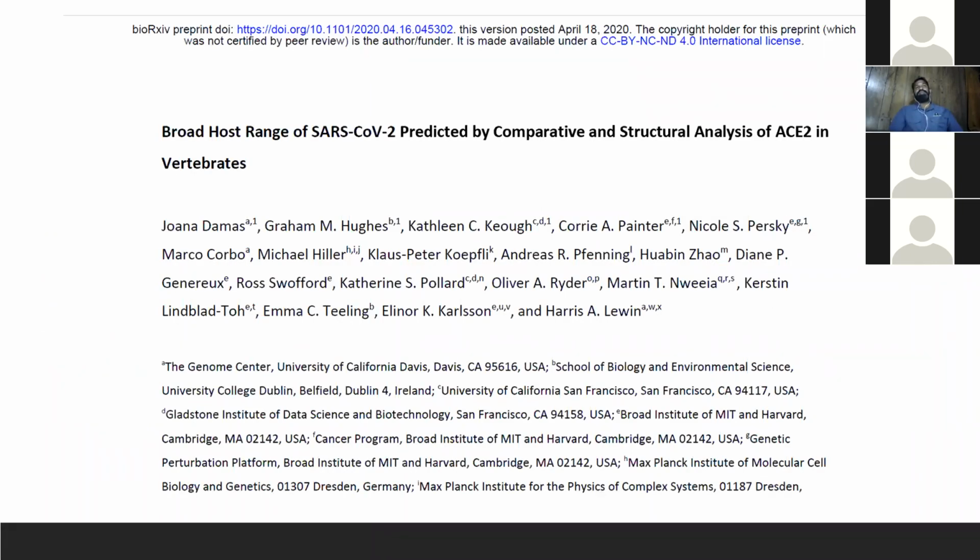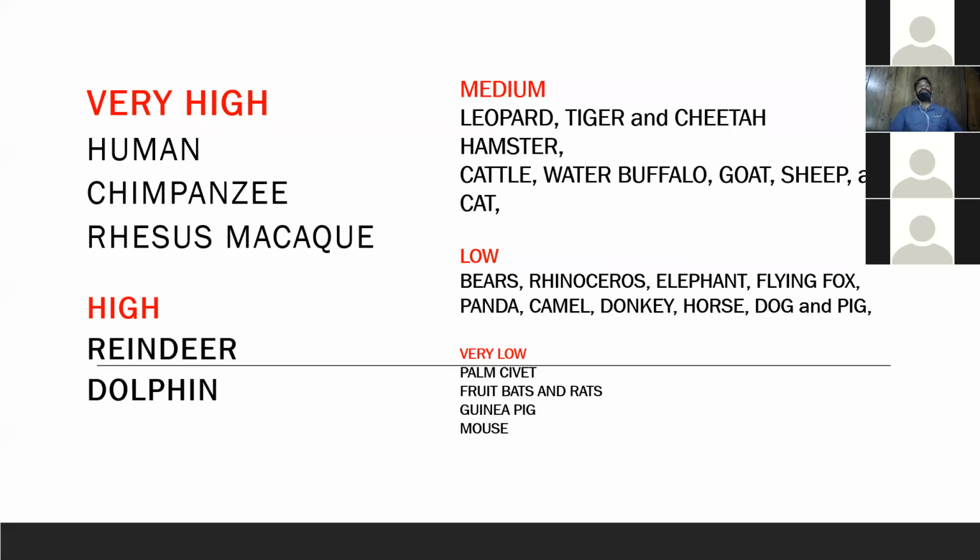And I found this paper very interesting: the broad host range of SARS-CoV-2 predicted by comparative and structural analysis of the ACE2 receptor in vertebrates. In this article, human, chimpanzee, and rhesus macaque have very high chances of the disease, and reindeer and dolphin have high chances, and medium chances are for leopard, tiger, cheetah, hamster, cattle, water buffalo, goat, sheep, and cat. And bears, rhinoceros, elephants, flying fox, panda, camel, donkey, horse, dog, and pig have a low risk of this disease, and a very low risk is for palm civet, fruit bats, rats, guinea pigs and mouse.